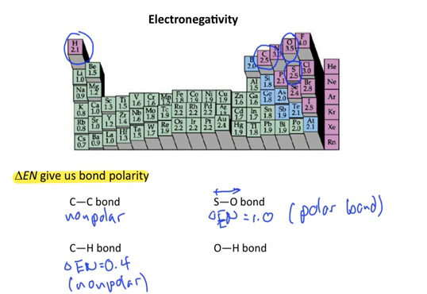How about an oxygen-hydrogen bond? Oxygen has an electronegativity of 3.5, hydrogen 2.1. So the difference in electronegativity between hydrogen and oxygen is 1.4, and that's definitely a polar bond. Oxygen is delta negative, hydrogen is delta positive. That is a more polar bond because the delta EN is larger. That would be a larger bond dipole. And so the size of the dipole can also have a bearing on polarity and molecular polarity.